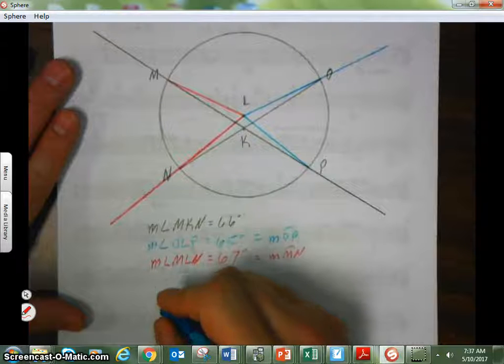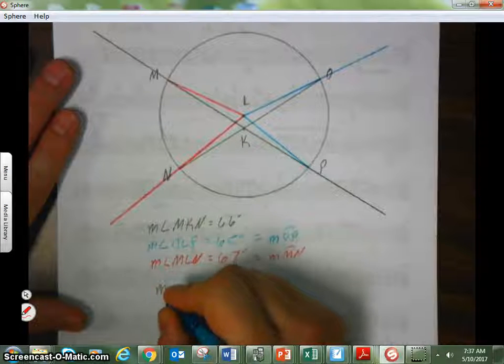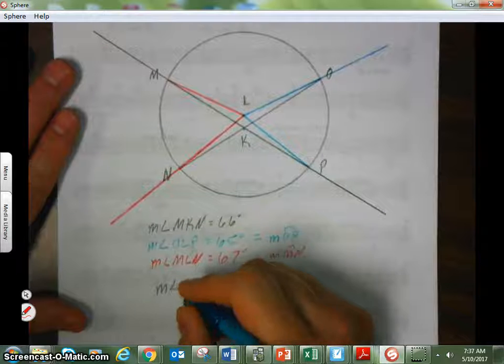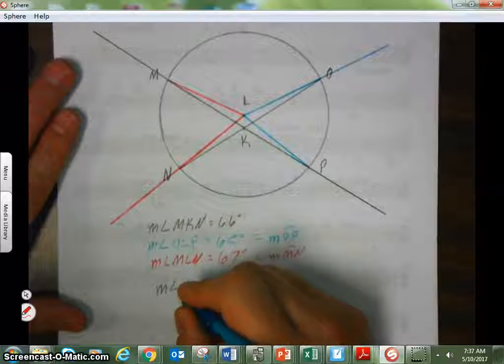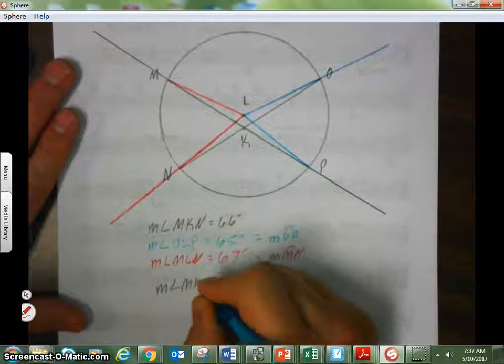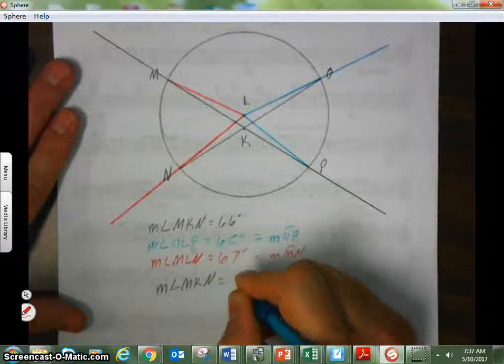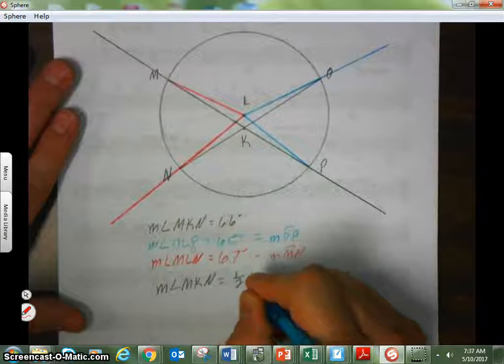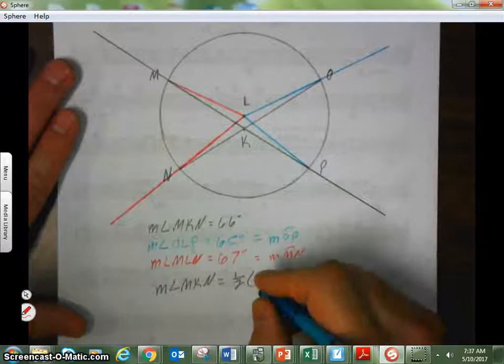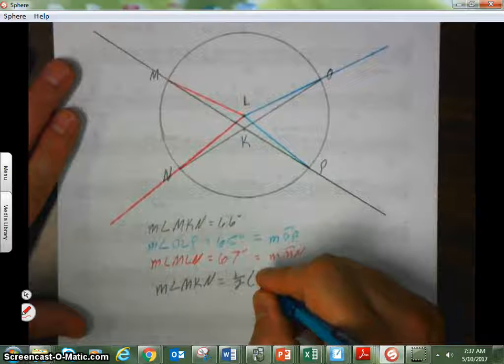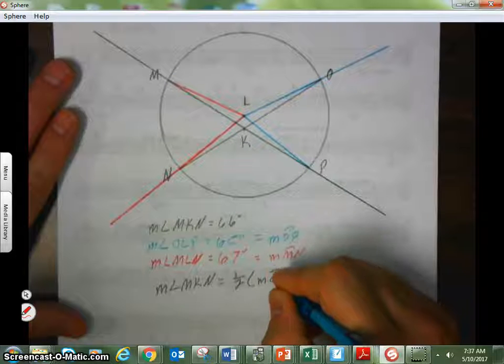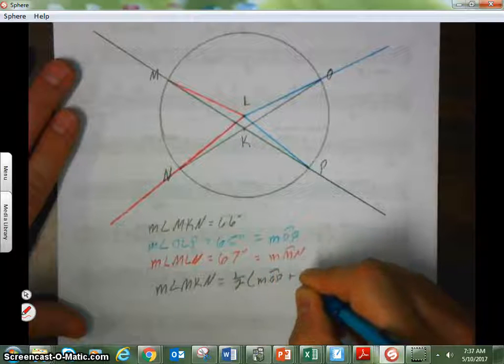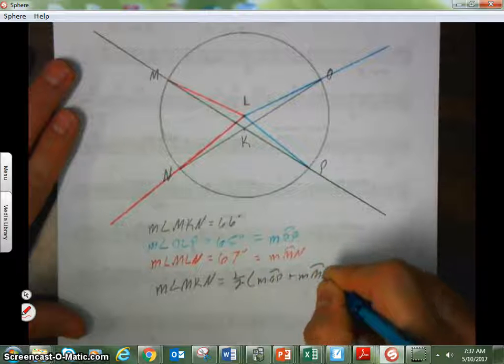So here I'm going to say the measurement of angle MKN will be equal to the average of the two arcs or the two angles. So I'm going to say the measurement of arc OP and the measurement of arc MN.